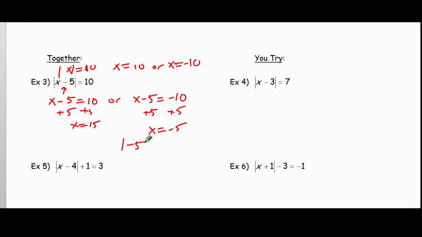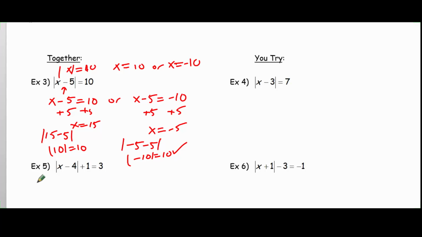Absolute value of negative 5 minus 5 equals negative... absolute value of negative 10, which is 10, and we've checked it. So, all these problems you should check. I'll do the other one too. 15 minus 5. I mean, I did it verbally, but here it is. 15 minus 5 is 10. Absolute value of 10 is 10.